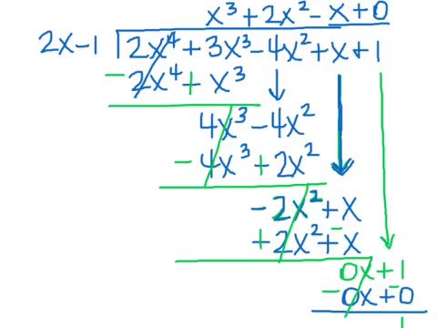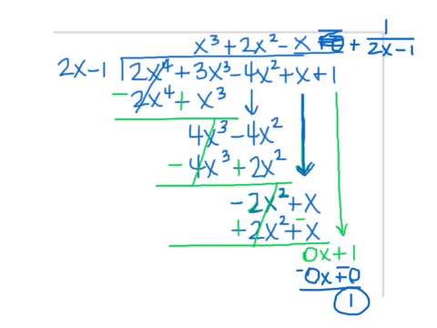And so the way you write this is you add the remainder of 1 over 2x minus 1, and that's how you write the answer, except we can get rid of the plus 1 now and just leave it as x to the third plus 2x squared minus x plus this fraction. And that's our quotient, that's our final answer.